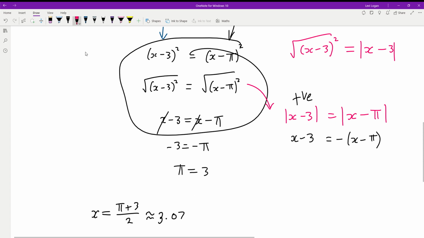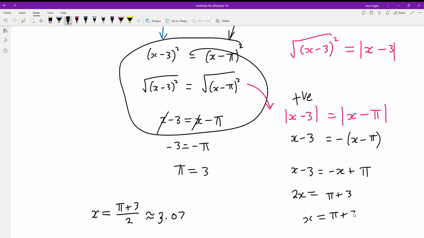distribute that negative. So what you're going to get is x minus 3 is equal to minus x plus pi. Put the x to the other side, so we get 2x. Move the 3 to the other side, so we get pi plus 3. And we get x is equal to pi plus 3 on 2. So we're back to where we started.